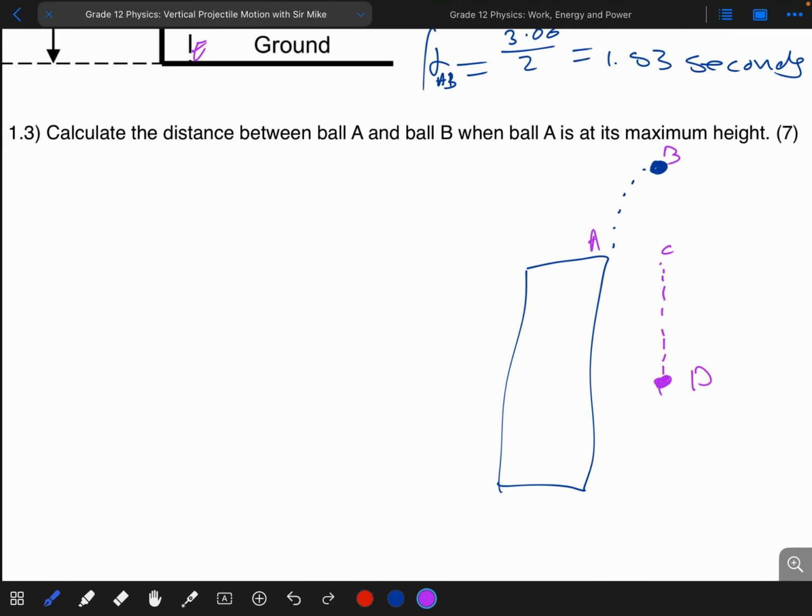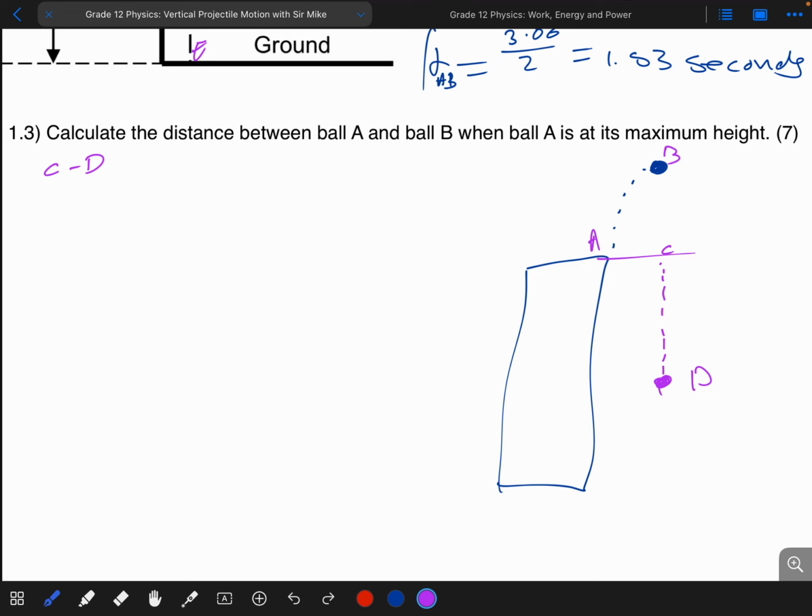Why? Because whatever time object A has been in motion at any given point, object B would also be in motion for that same amount of time. So what I'm simply going to do is calculate how far below the building ball B was after that 1.53 seconds. Between point C and D, I'm trying to calculate how far below the building the second object was after 1.53 seconds.